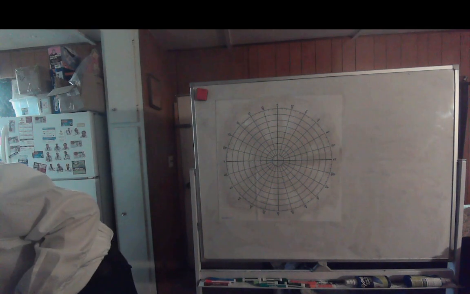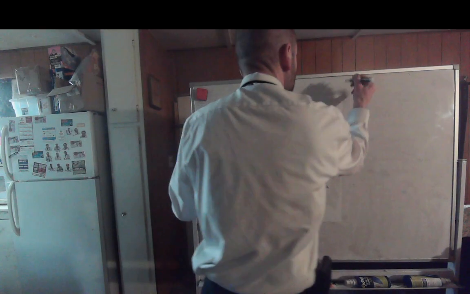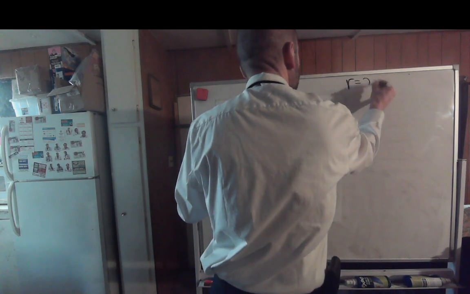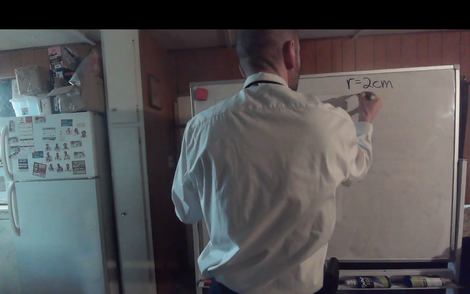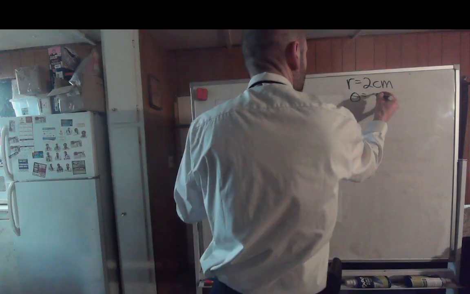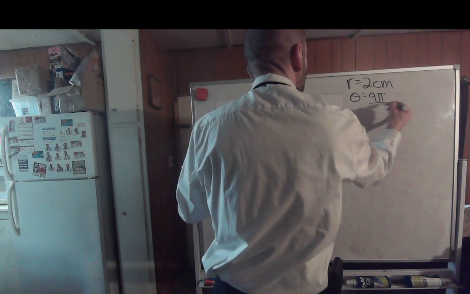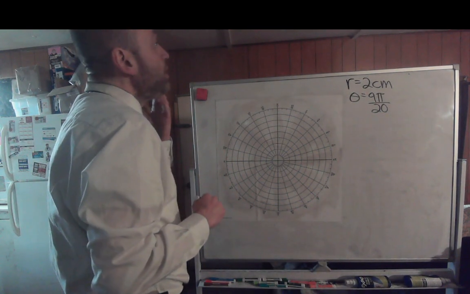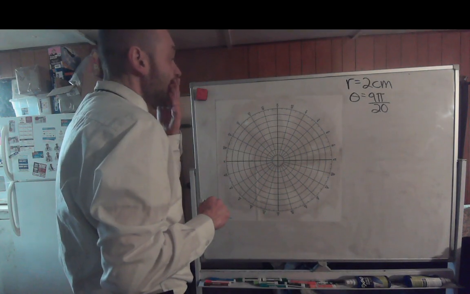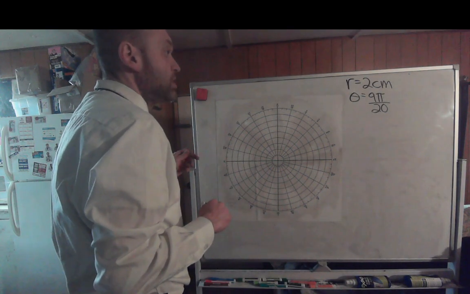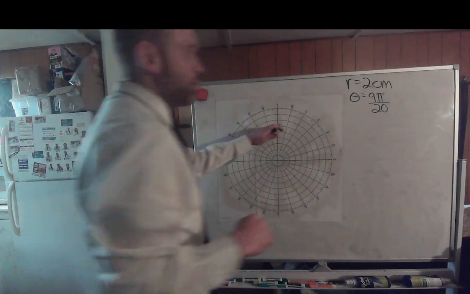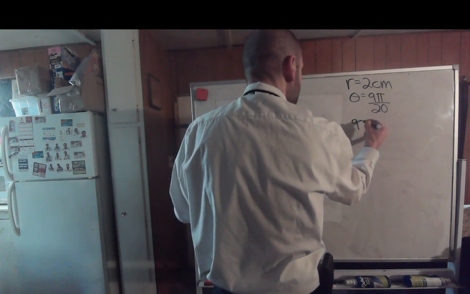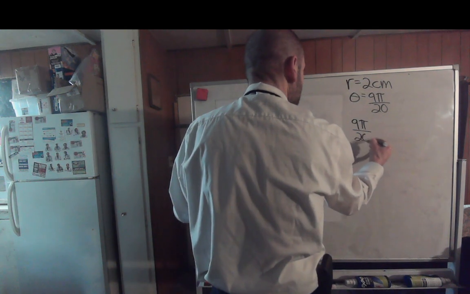What's the next one they're going to throw at us? All right, so we have a radius of 2 centimeters. Theta is equal to 9 pi over 20. So I'm going to try to figure out where that is in degrees so I can draw and illustrate. Let me just convert that 9 pi over 20 to degrees temporarily.